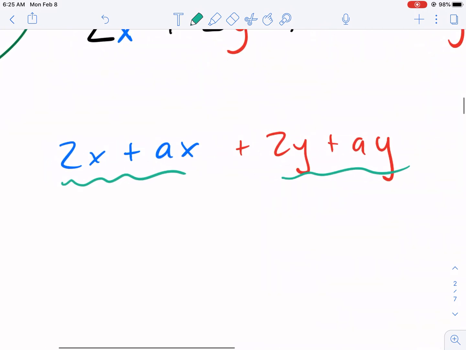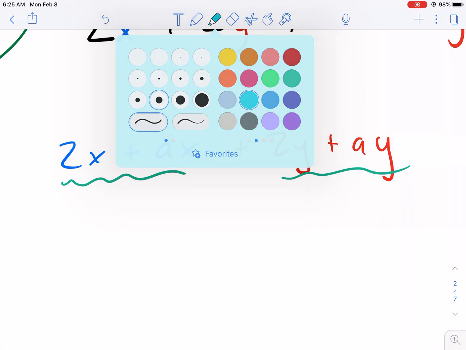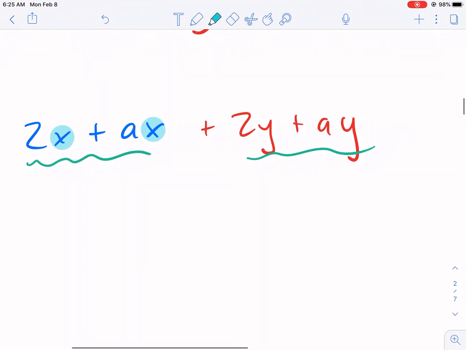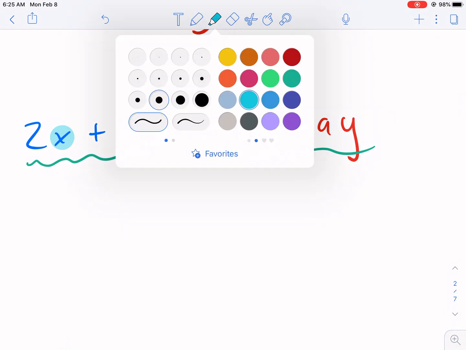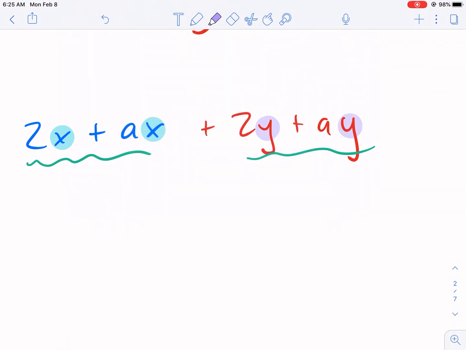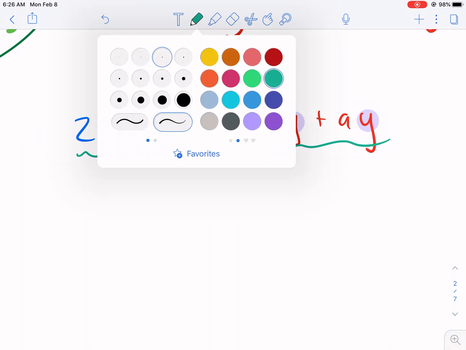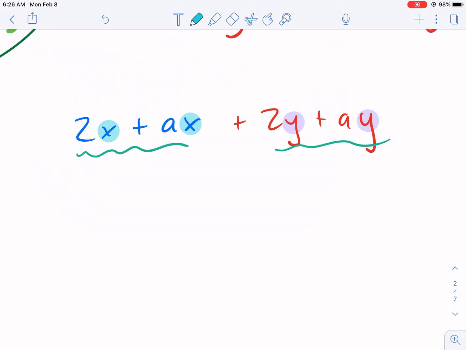Well, how do we factor within this group? What do we have in common here? We have this x and this x in common, but the coefficients are not in common, so that's fine. And then for this one, we have this y and this y in common, so we're going to factor that out. Let's go ahead and show what that looks like. We're going to take out the x. What's left inside? We have the 2. What's left over is the things that don't have an x in them.